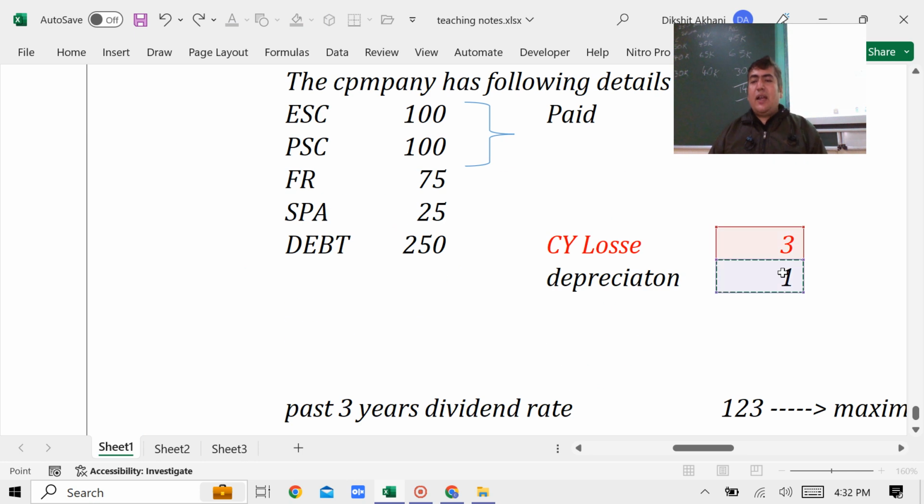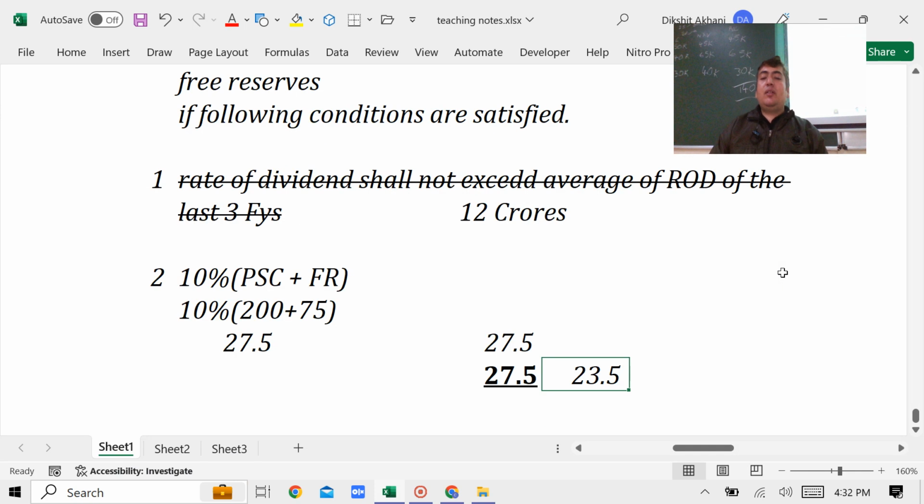Why have I calculated 1 also? Because 1 is also part of losses. It is just unabsorbed. I kept it separate because I didn't have sufficient profit, and I did not want to make my balance sheet worse. Because if you are debiting depreciation, which is a non-cash transaction, ultimately it will show huge amount of losses. So sometimes the board decides that we do not want to show this much. So they will just keep on accumulating that. Okay. So now the total amount available is 23.5. I hope you are understanding this.